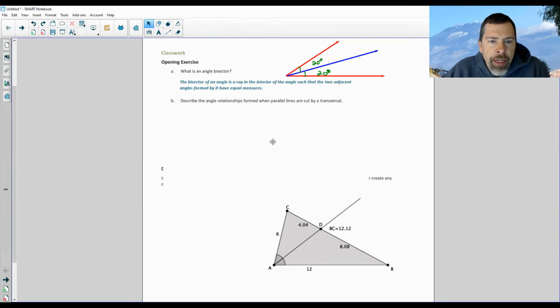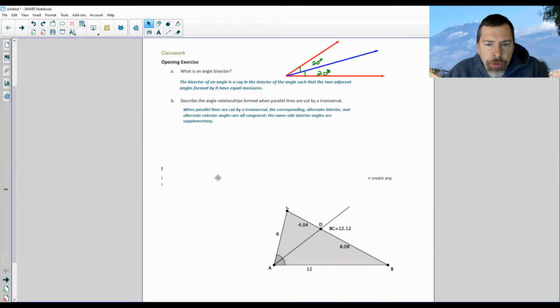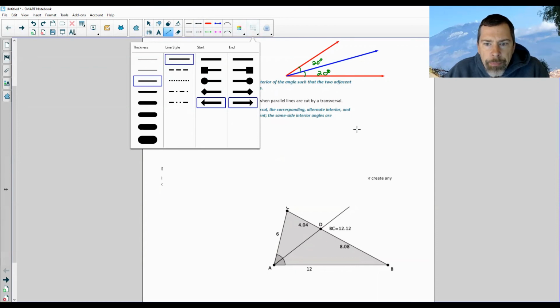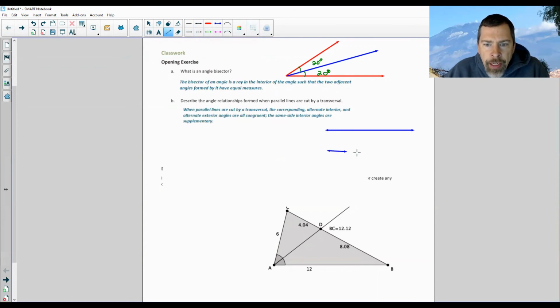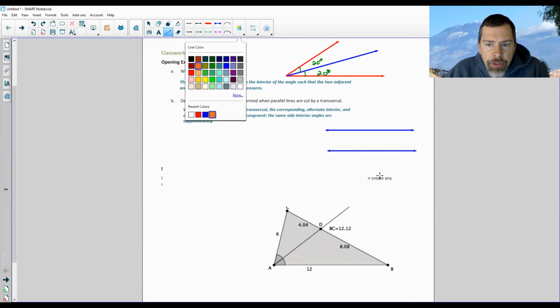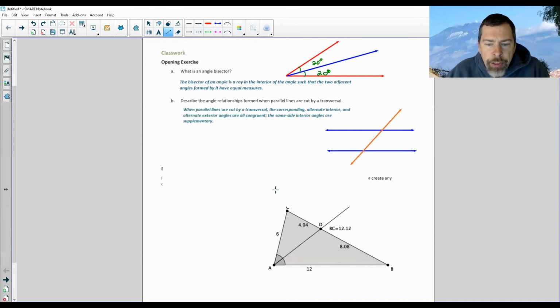Moving along, part B. It says to describe the angle relationships formed when parallel lines are cut by a transversal. So when parallel lines are cut by a transversal, the corresponding, alternate interior and alternate exterior angles are all congruent. The same side interior angles are supplementary. So what they're saying here is, let's get a line and another line that are parallel, and then cut it by a transversal. There you go. Parallel lines cut by a transversal.